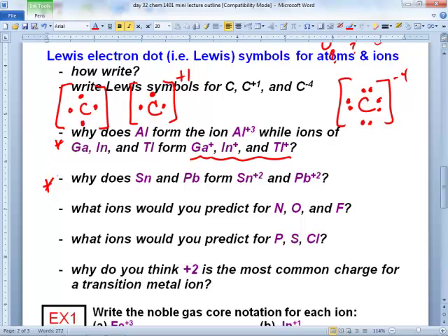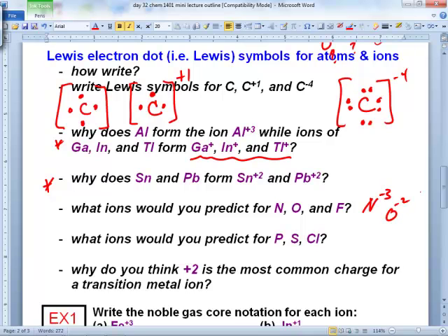How about what ion would you predict for nitrogen? Caroline, what ion does nitrogen form? It's right here. And with a +3 or -3? And with a -3, because you have to give it 3 electrons, right? How about oxygen, everybody? O with a -2.